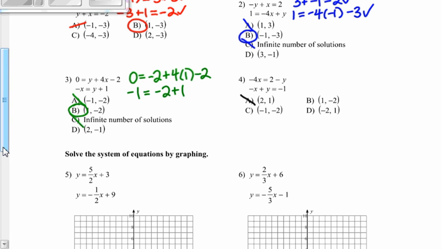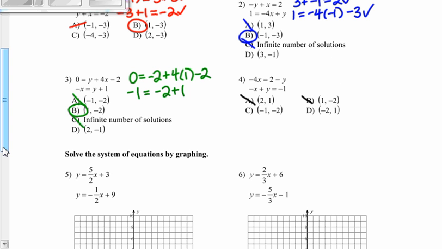Let's take a look at b, and again, I'm just going to test it in the top equation to start with. Negative 4 times 1 equals 2 minus a negative 2, which would be plus 2. Again, this is not true. Negative 4 does not equal positive 4.